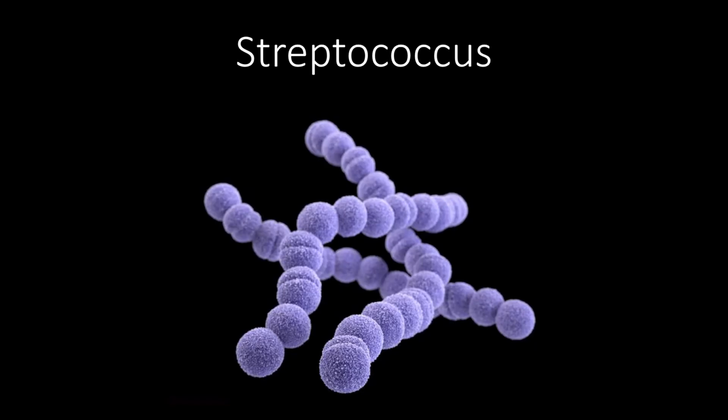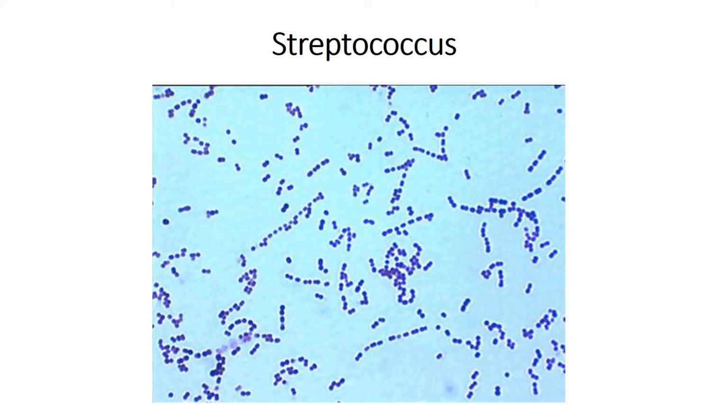Here's an electron microscope image of streptococcus. Of course you've heard of streptococcus, one of the causative agents of strep throat. This is an electron micrograph, so it's basically a huge, very expensive, powerful microscope that captured that image. And this is a standard microscope image of streptococcus.